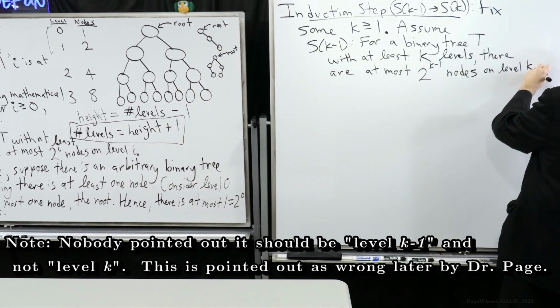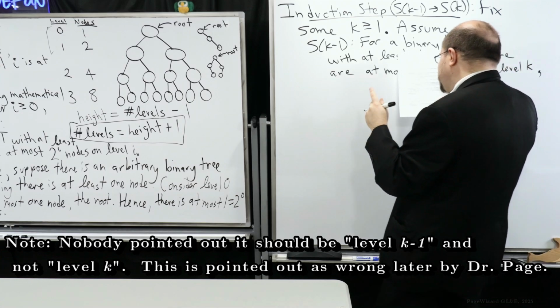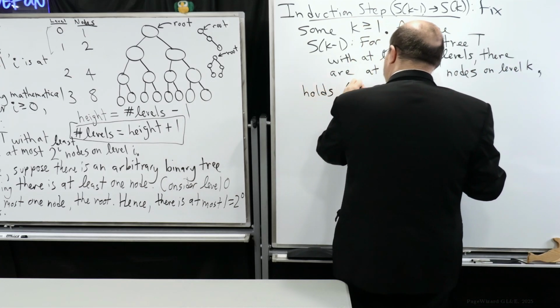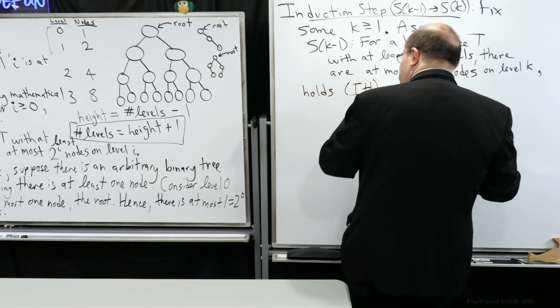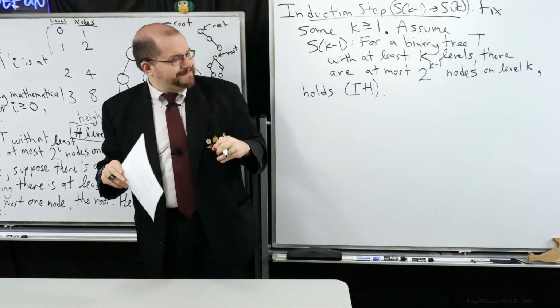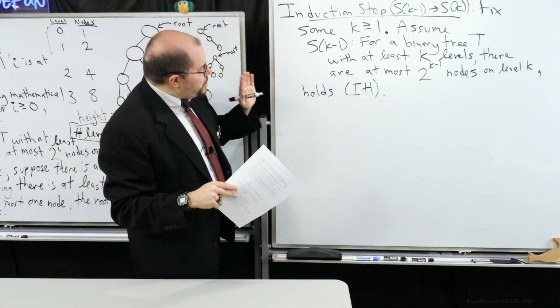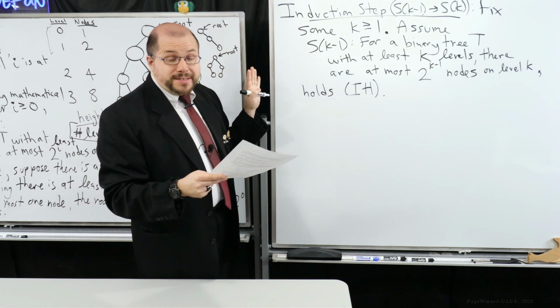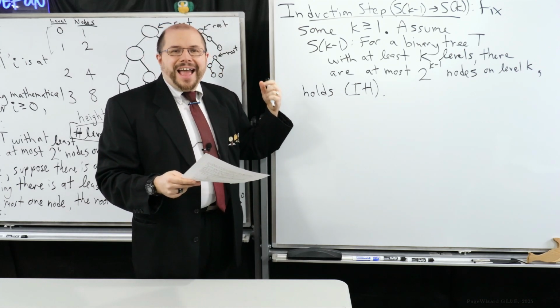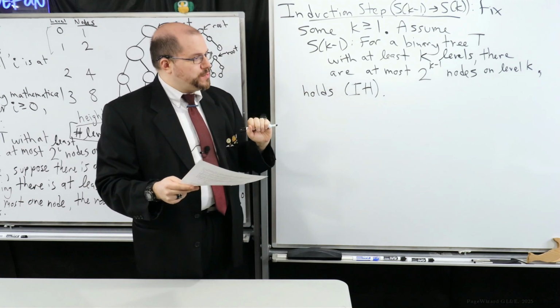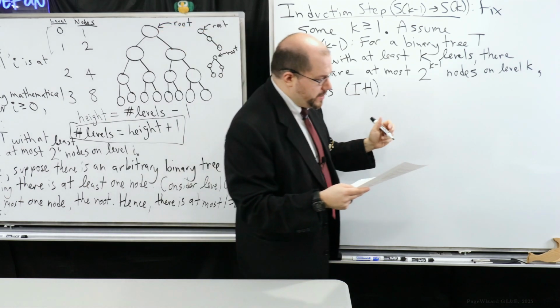So I want to assume that this particular statement holds. That's our induction, or inductive hypothesis. I label it as IH. So what we want to do is show, as I'm going to say in a moment, that S of k follows from S of k minus 1. So let's just say that.